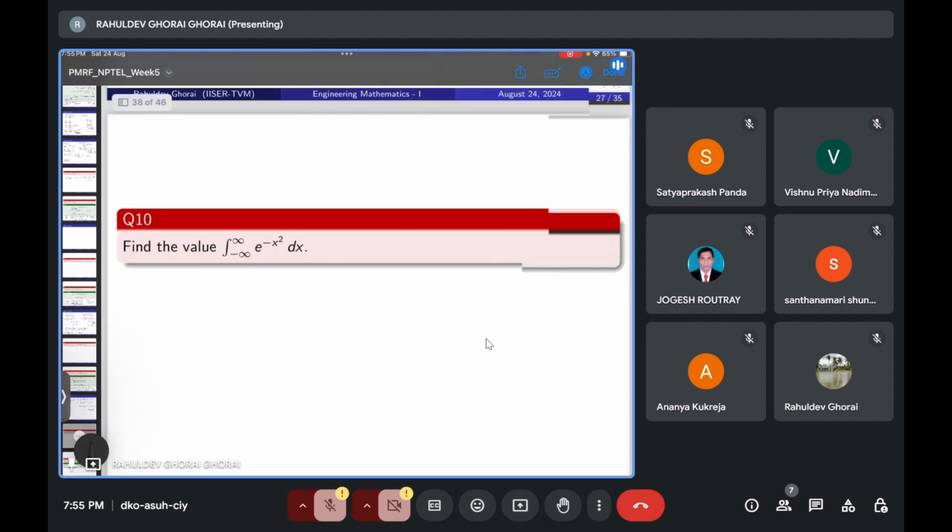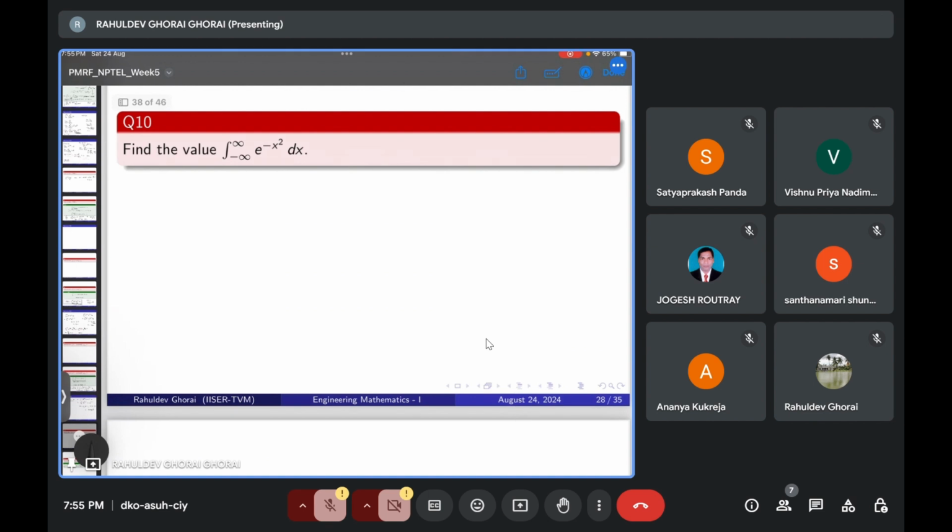Okay. So if not, then we'll move to the last question. Last question of today's class. So the last question is about this integral.